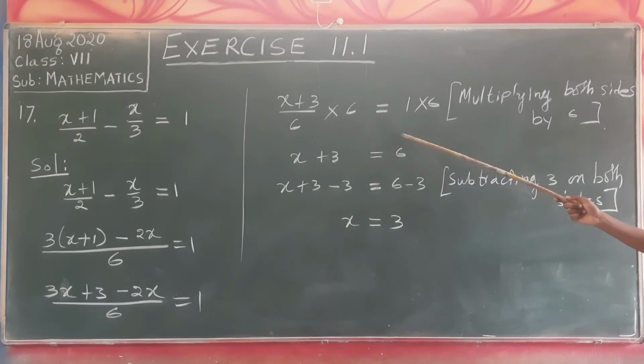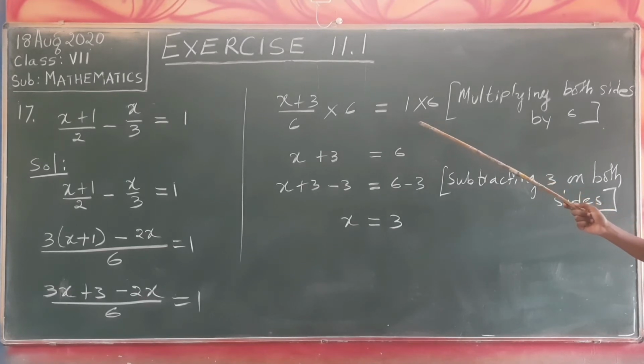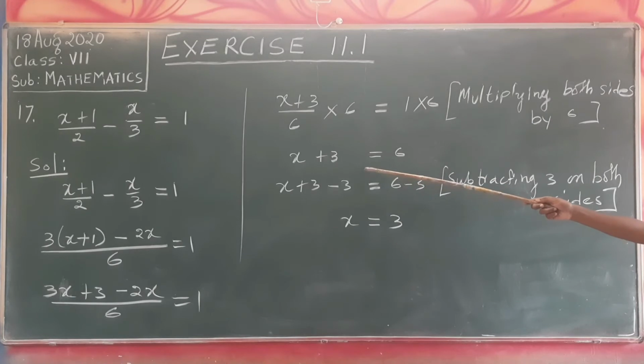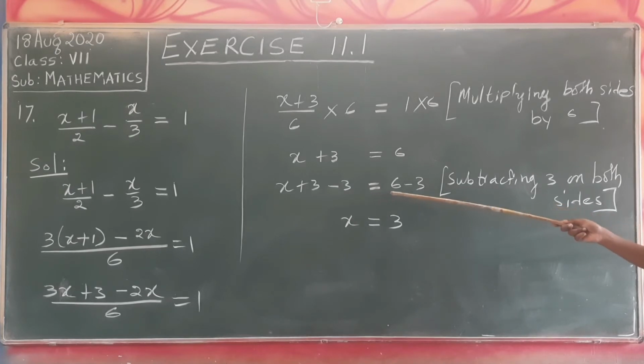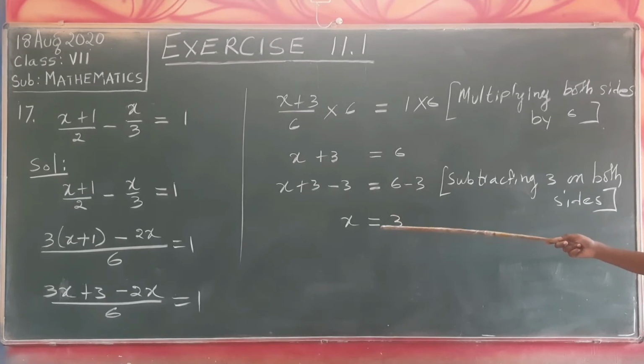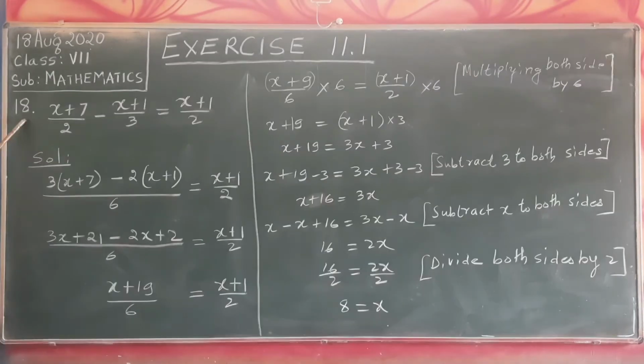But on the left hand side, 6 we have to remove. In order to remove the 6, we have to multiply by 6 on both sides. One step is missing here, so you can write it. Now finally we get x plus 3 is equal to 6, and in the next step we get x plus 3 minus 3 is equal to 6 minus 3. Here we are subtracting 3 on both sides to remove the 3 on the left hand side. Finally we get x is equal to 3.